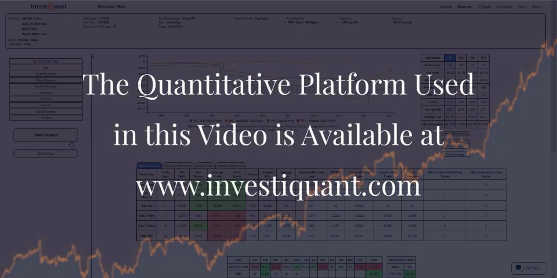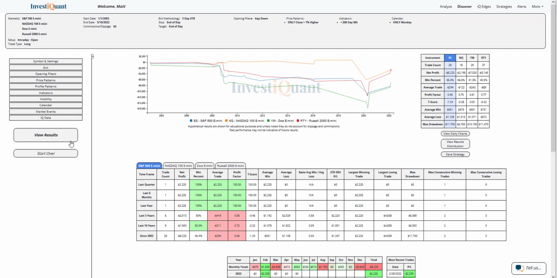All right, here we go. These are the results based upon entering the market long at 9:30 a.m. Eastern Time, exiting at 4:15 p.m. Eastern Time when it is a Monday. You're gapping down. The prior session closed up at least 1%, but under a 200-day simple moving average. Historically, we've got 28 samples here in the S&P, 18 in the NASDAQ, 29 in the Dow, 37 in the Russell.